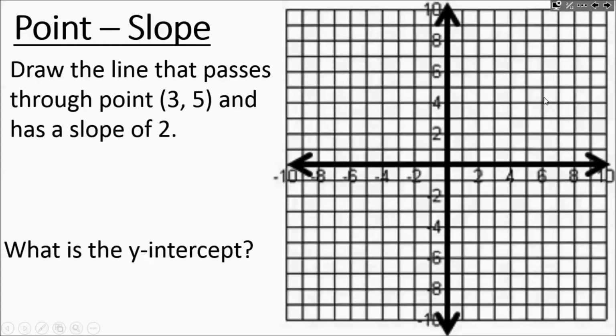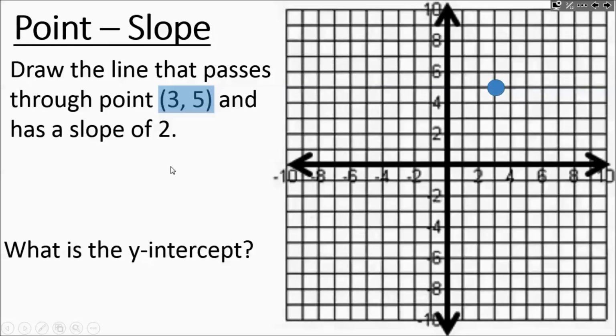So in this one, this first part's going to be on point-slope. They're going to give you a point and they're going to give you a slope. So it's asking: draw the line that passes through the point (3, 5) and has a slope of 2. So first let's plot the point. We have (3, 5) right here. So that's going to be over in quadrant 1 where the x value is 3 and the y value is 5, and it's going to be right there. So you've plotted your point.